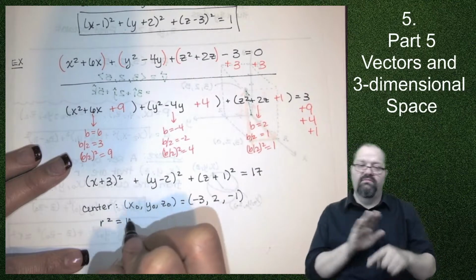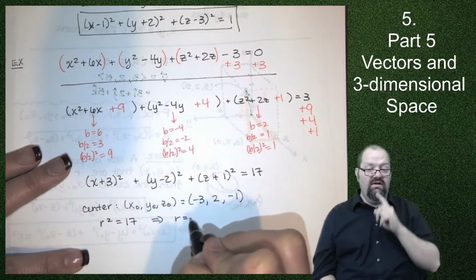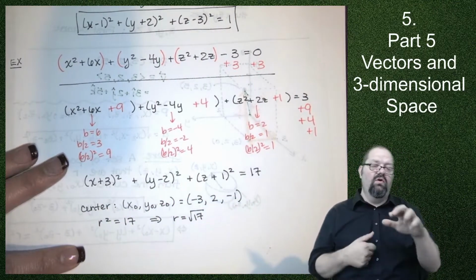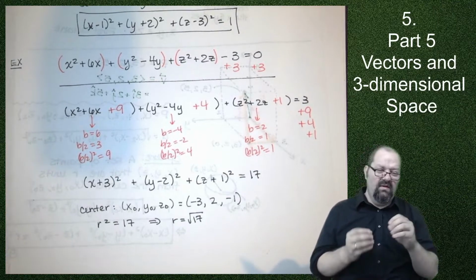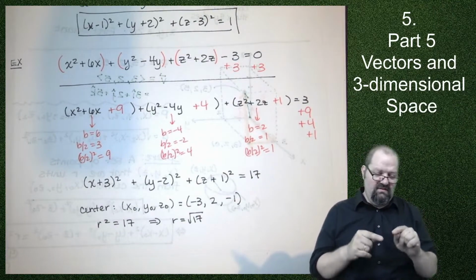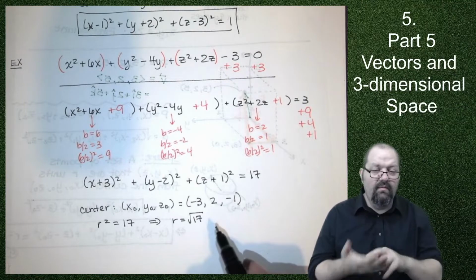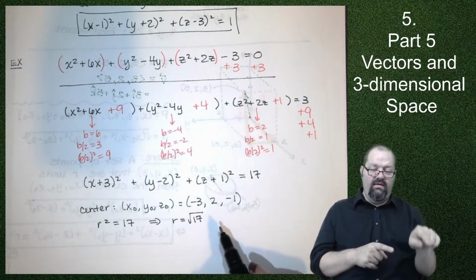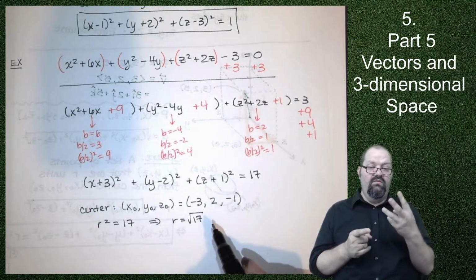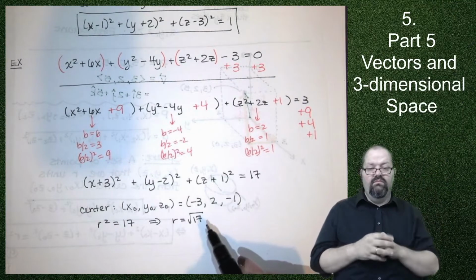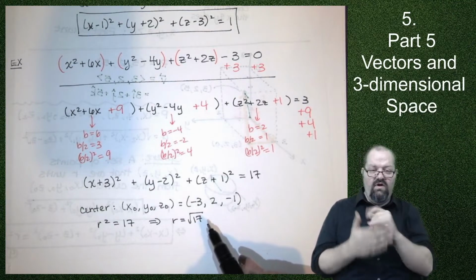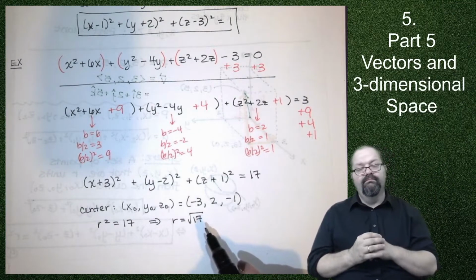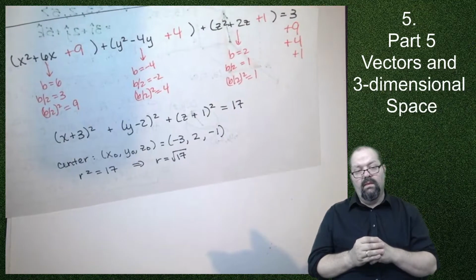R squared is 17. So just take the square root of both sides. R is the square root of 17. It's a little bit more than the square root of 16. So it's a little bit more than 4. So I'd plot this point, and I'd go out 4 plus units in the x direction, y direction, and z direction in order to sketch my sphere if I wanted to. All right.